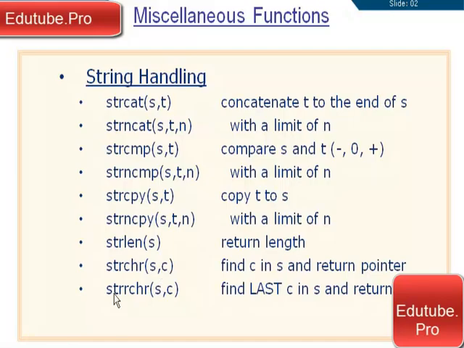And here's strrchr. We'll look for this character in the string S, but it will find the last one. It works its way all the way through the string looking for C and remembers where the last one is and returns a pointer to it. So that's some of the basic string handling functions that you can use in C.